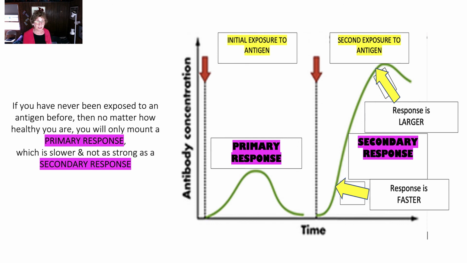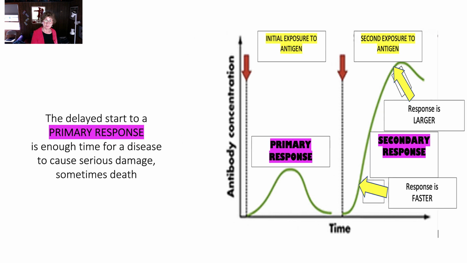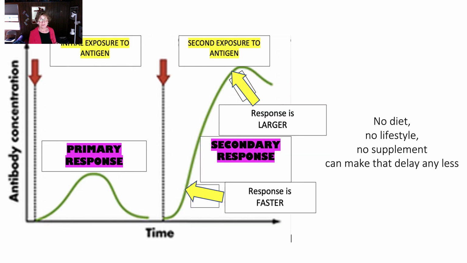If you've never been exposed to an antigen, no matter how healthy you are, you will only mount a primary response, which is slower and not as strong as the secondary immune response. The delayed start to a primary response is enough for a disease to cause serious damage and maybe even death. No diet, no lifestyle, no supplement can make that delay occur any faster.